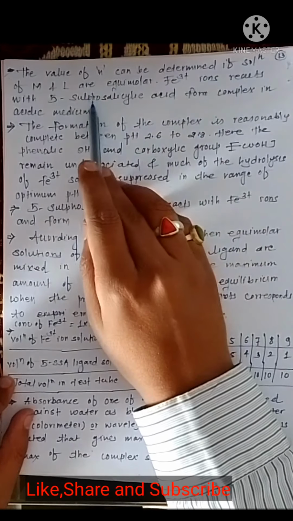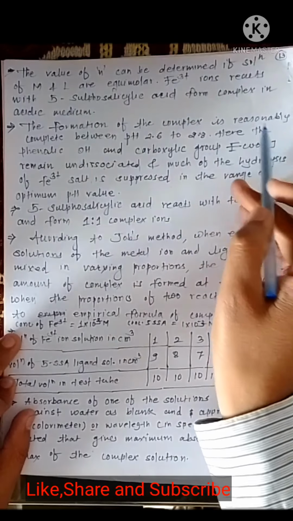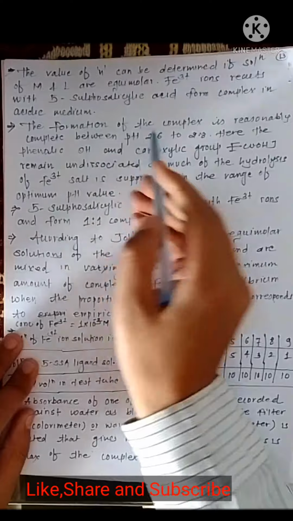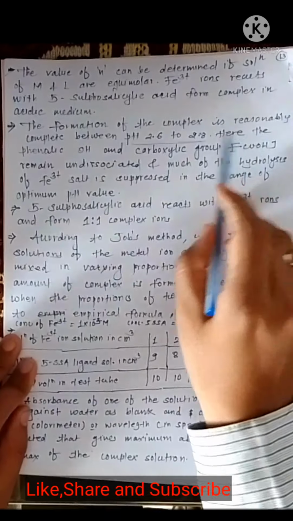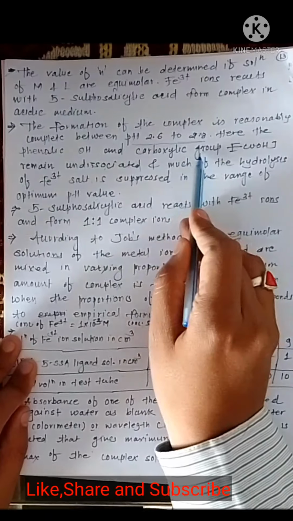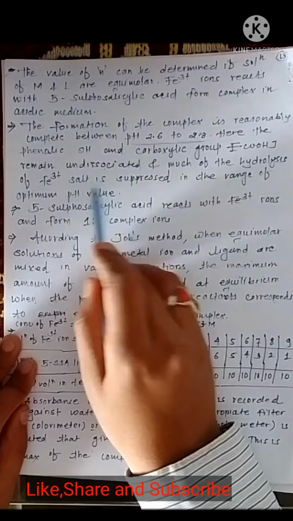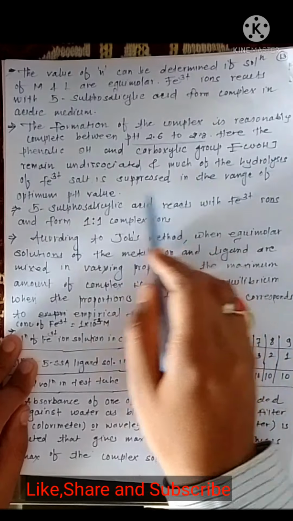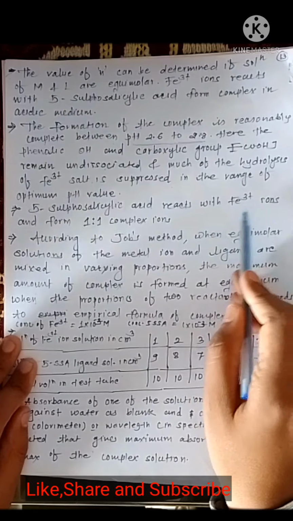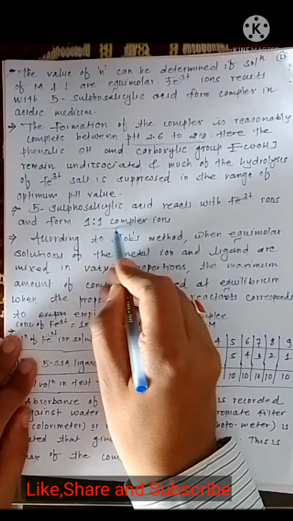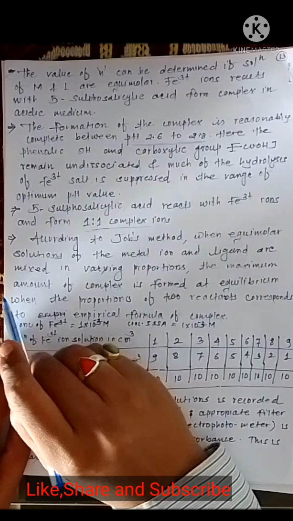Fe3+ ions react with 5-sulfosalicylic acid to form a complex in acidic medium. The formation of the complex is reasonably complete between pH 2.6 to 2.8. Here the phenolic OH and carboxylic group remain undissociated and much of the hydrolysis of the Fe3+ salt is suppressed in the range of optimum pH value. 5-sulfosalicylic acid reacts with your Fe3+ ion and forms a 1:1 complex. The ratio of metal and ligand is 1:1 in the complex ion.